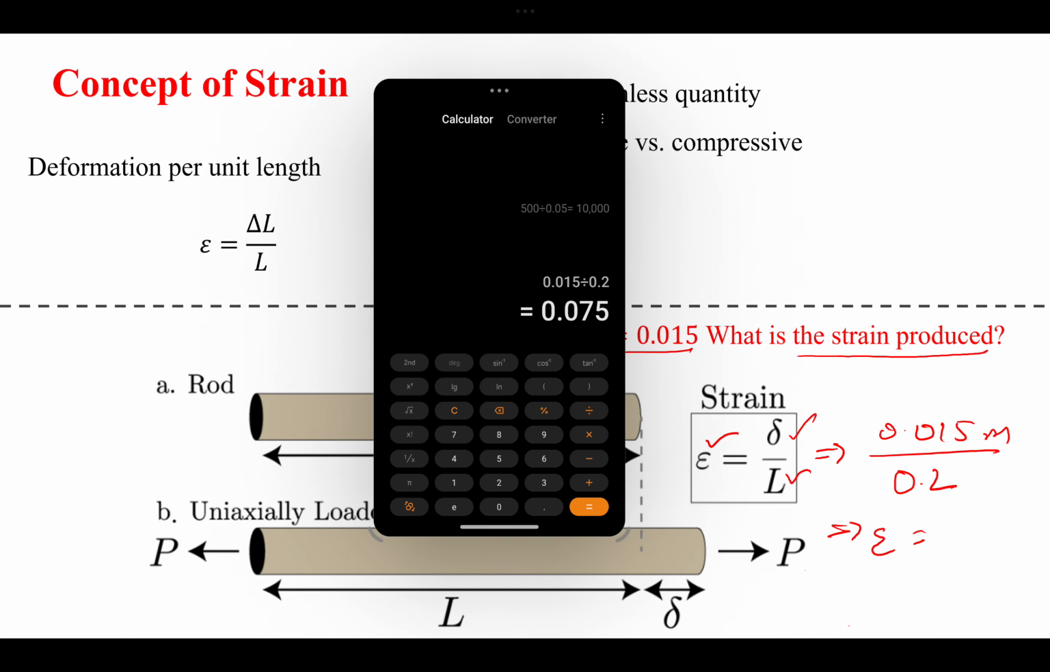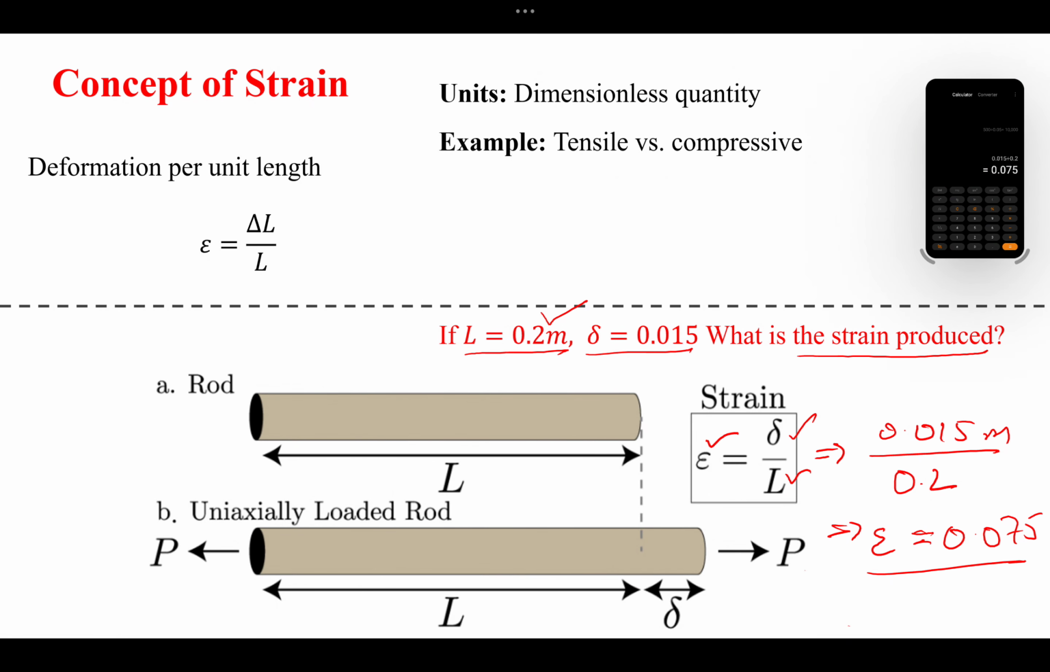Okay, so we get the strain of 0.075. This is the change in length divided by the original length. What you get is 0.075. That's the value of strain that we get by applying the force on the given rod.